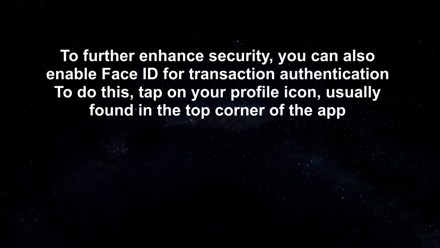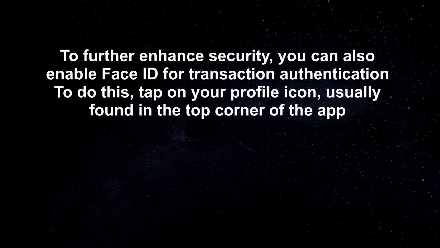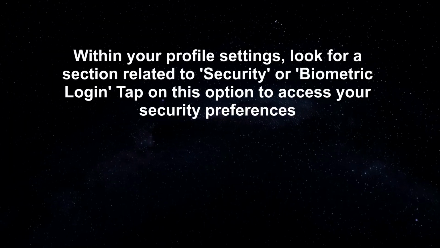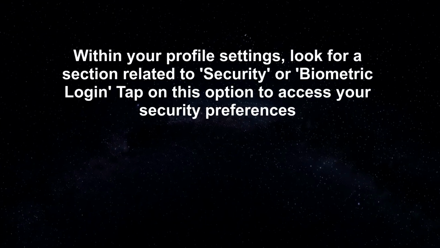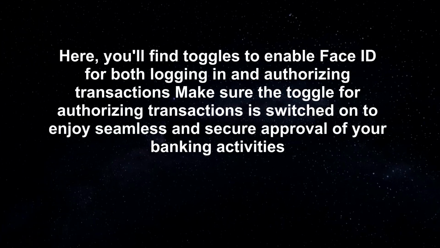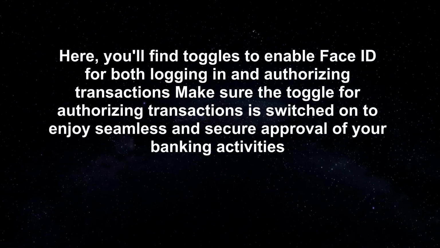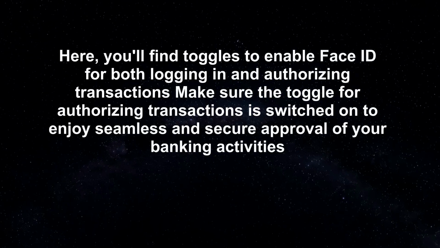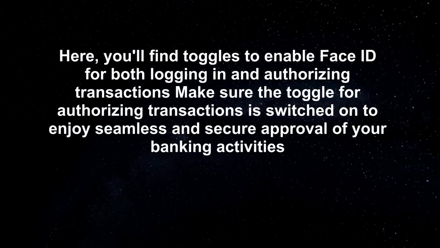To do this, tap on your profile icon, usually found in the top corner of the app. Within your profile settings, look for a section related to security or biometric login. Tap on this option to access your security preferences. Here, you'll find toggles to enable Face ID for both logging in and authorizing transactions. Make sure the toggle for authorizing transactions is switched on to enjoy seamless and secure approval of your banking activities.